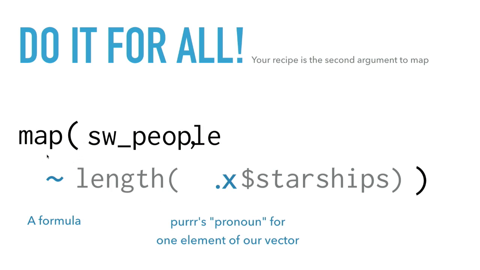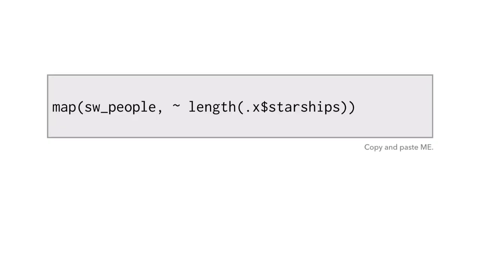Okay, so we already figured out that our first argument should be SW_people. That's what we want to iterate over. So we're going to map SW_people. The second argument, .f, is exactly this recipe we just generated. So this is the purrr shortcut way of specifying what we want to do. Because that previous slide had a lot of transitions, if you want to try out that code, this is the slide to copy and paste.